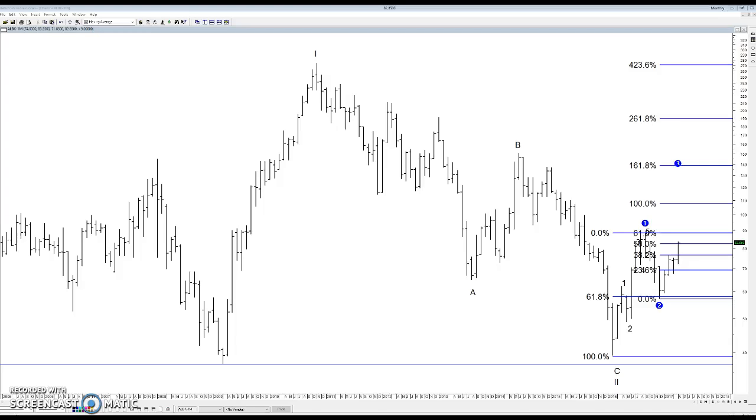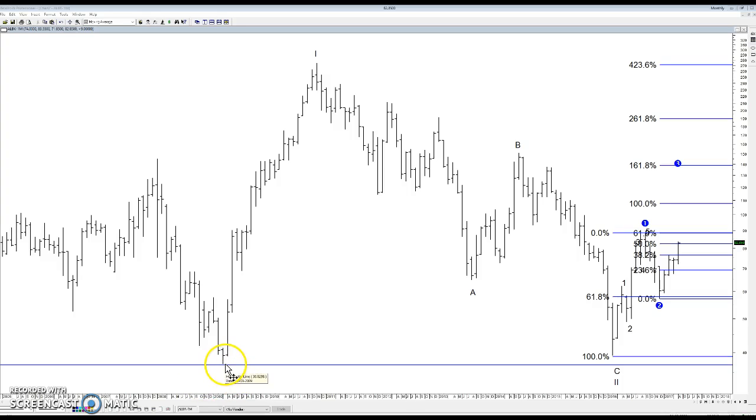Hi, today is the 30th of April and today we will be doing something special. We'll be discussing the chart of Allahabad Bank to illustrate how the Elliott wave principle works, and it works so well.